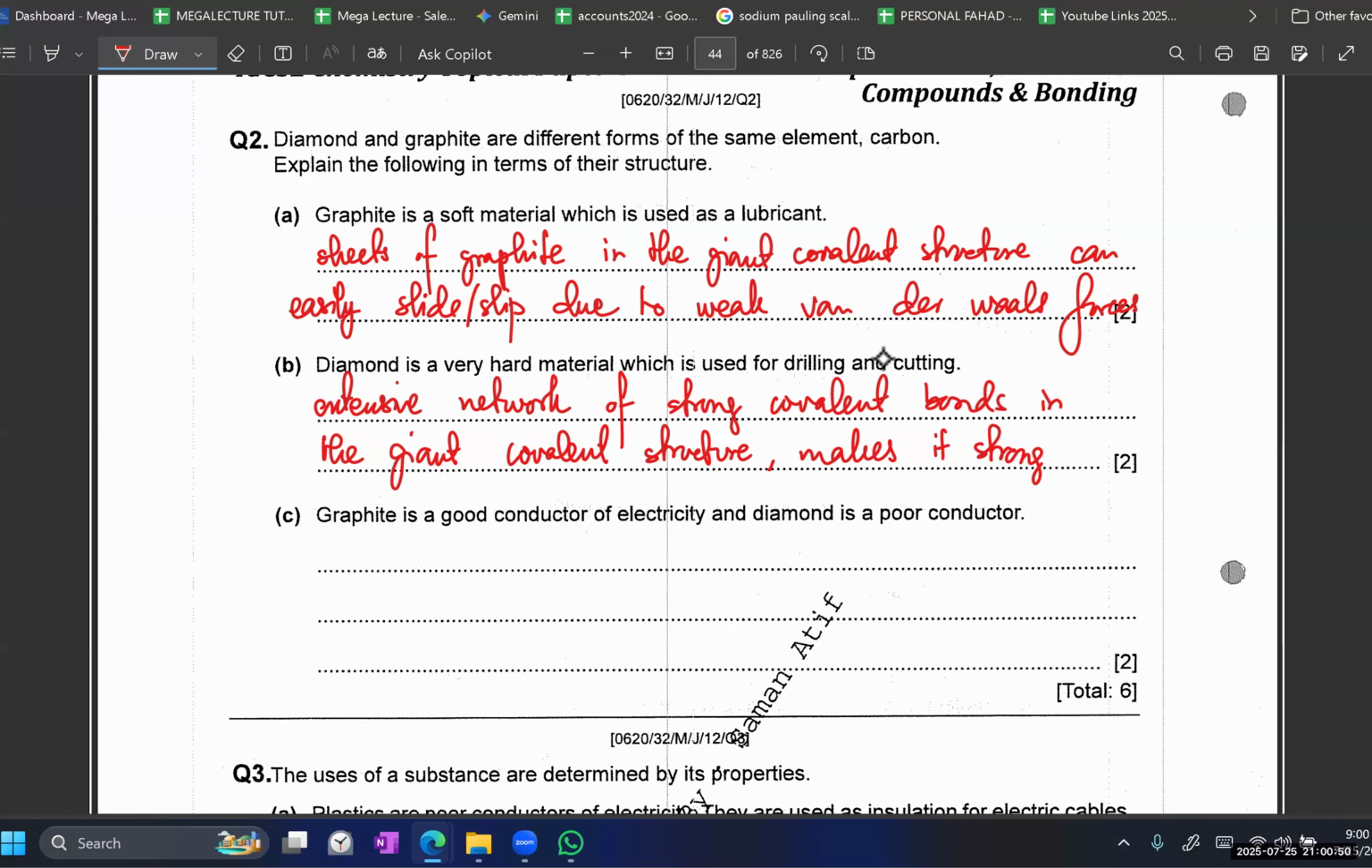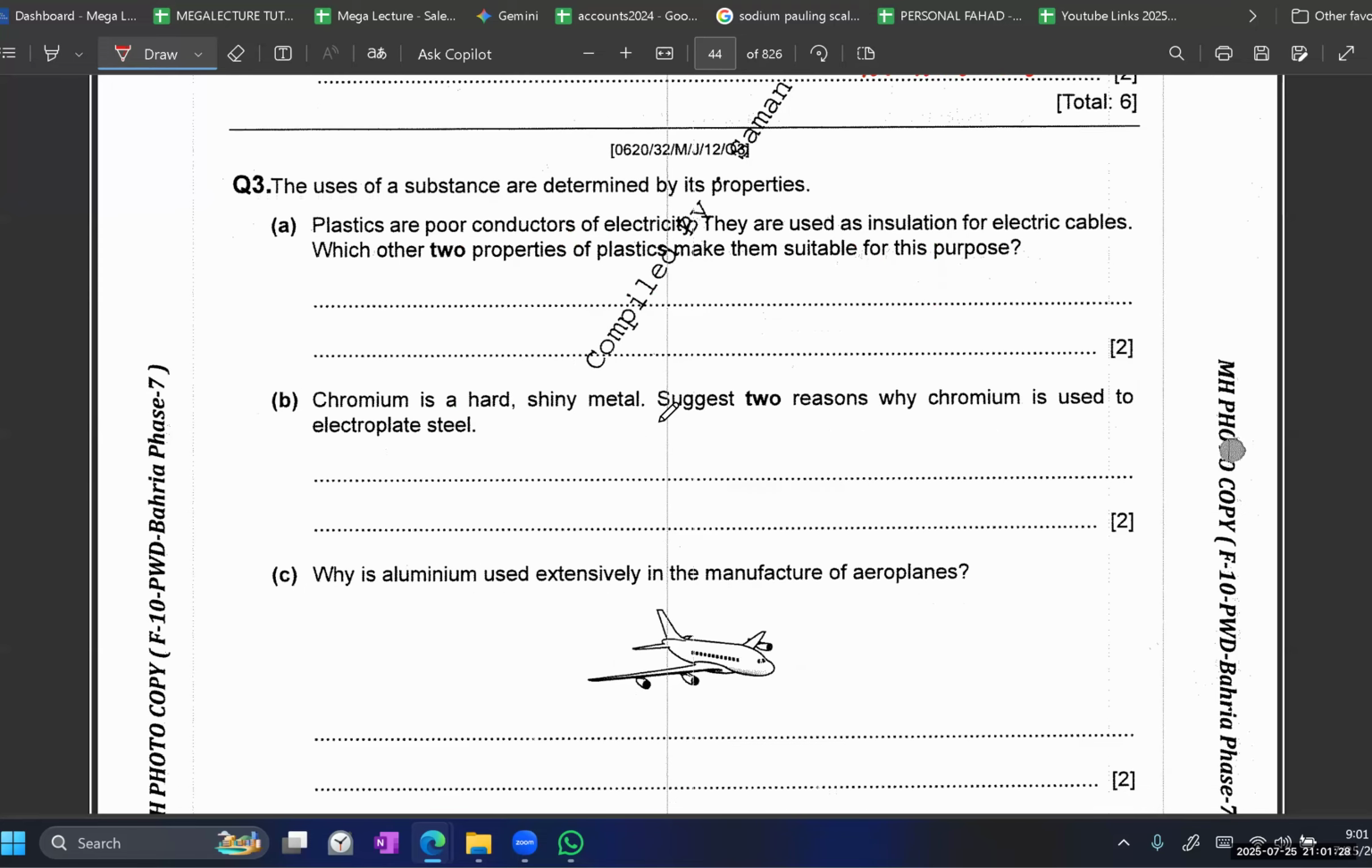Graphite is a good conductor of electricity, just one point. It's just one line. Why is graphite a good conductor? It's got free moving delocalized electrons. And diamond has no mobile electrons or free moving electrons. Okay, that's it. The uses of a substance are determined by its properties.